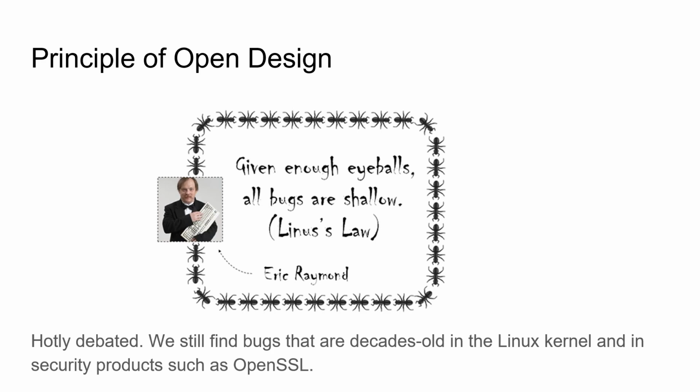But it's also important to have at least a footnote there to indicate that sometimes we still find bugs that are tens of years old, even in security critical programs such as the Linux kernel or products such as OpenSSL. So it's not always the case that if you simply have enough eyeballs looking at code that you will find the bugs more easily.